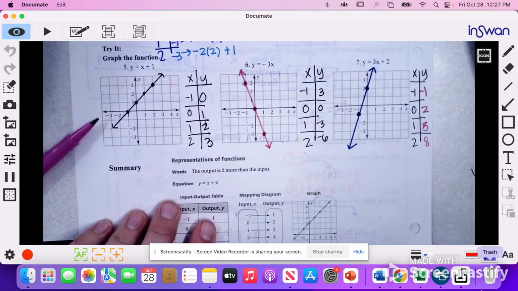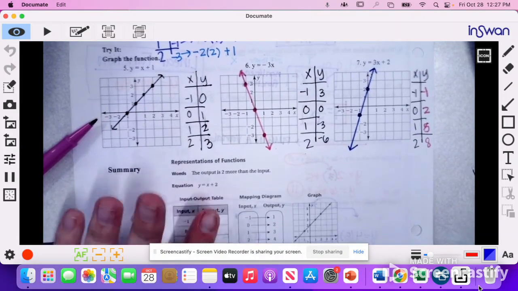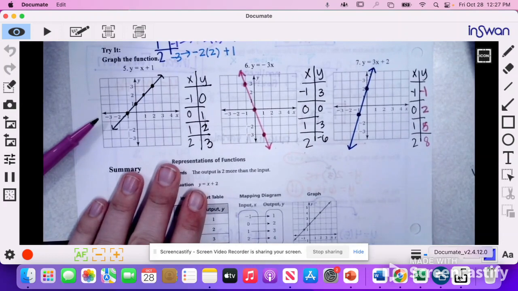You guys are going to have a quizzes and then your exit ticket. The exit ticket is going to look a lot like this, what we did today.